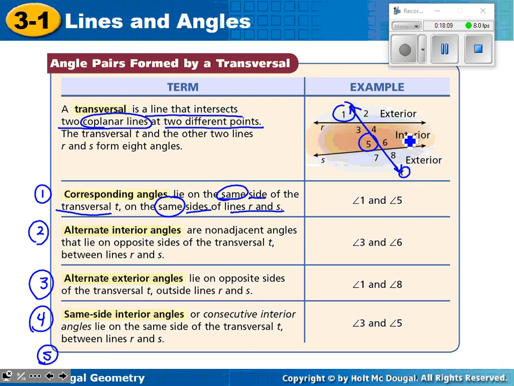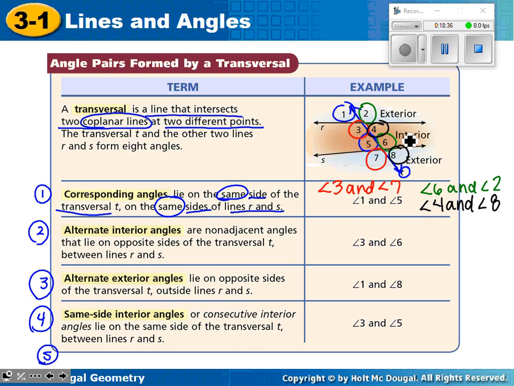Okay, there's lots of options, so we're going to list them here. So you said 3 and 7. Those would also be corresponding. 6 and 2 would also be corresponding. And lastly, 4 and 8 would be corresponding. So you may want to list those in the box there so you can see that there are a lot of corresponding angles. Be careful.